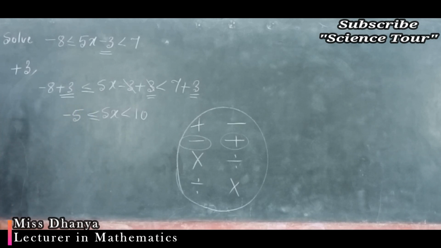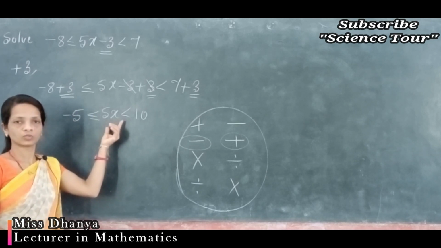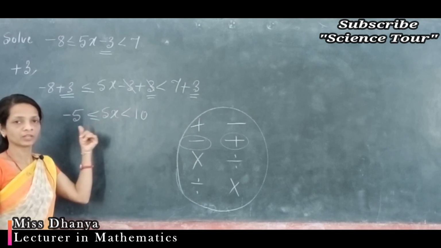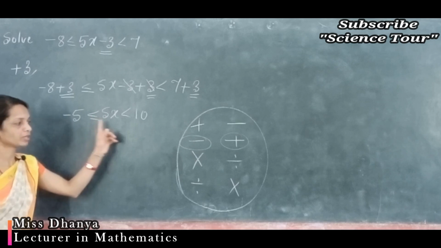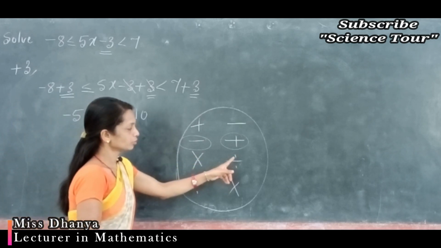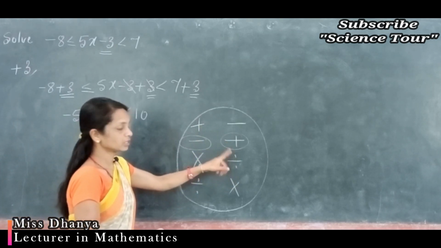Okay, now it is easy to make the coefficient of x 1. How to make it 1? Since you have multiplication by 5 with the x, to cancel multiplication by some number, you have to divide by the same number.